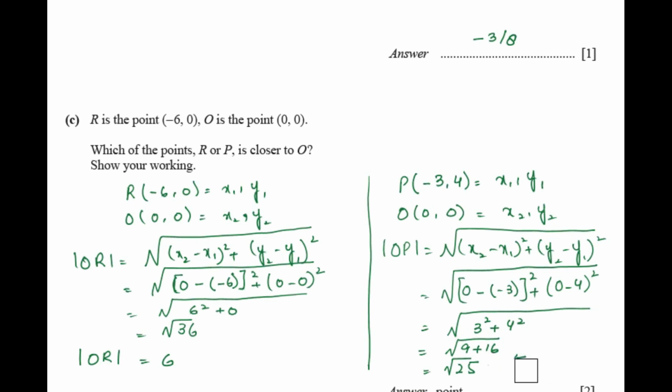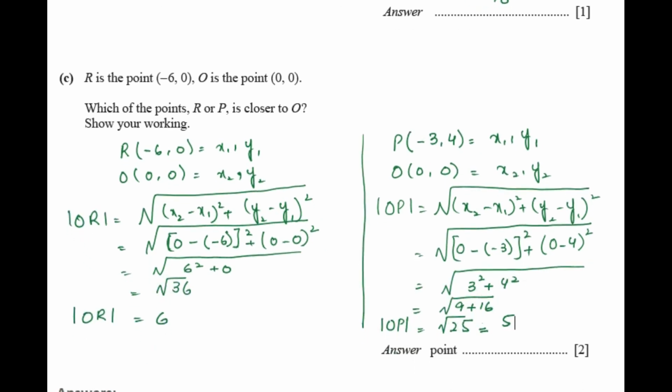Okay, so the length of OR is 6 and the length of OP is 5. So OP has the lesser length, so point P is closer to O. In the answer space they have asked for the point, so we will write either P or R. We have understood that point P is closer to O, so in the answer space we will write point P, because it has the lesser length. I hope you have understood this question. Thank you.